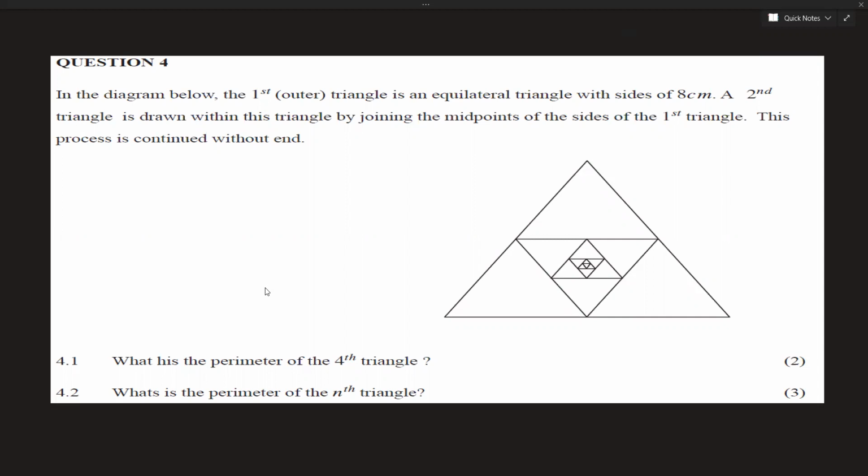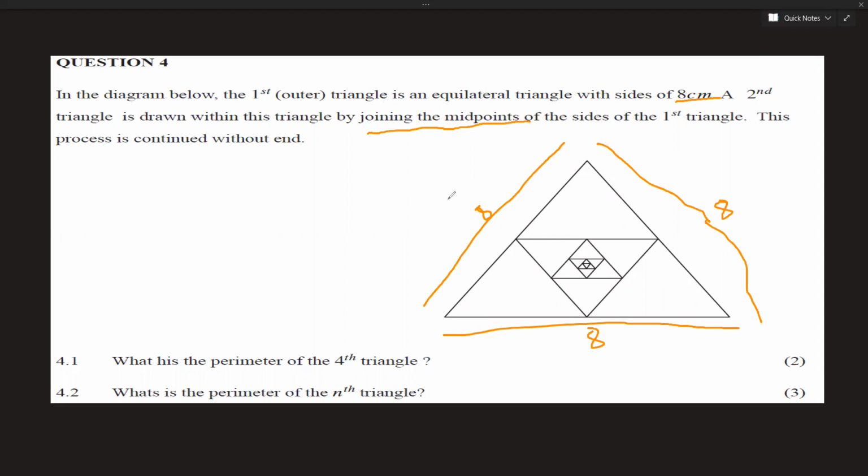So here we're going to be looking at number patterns. They say in the diagram below, the first outer triangle is an equilateral triangle with sides of 8 centimeters. So the total length here is 8, the total length there will be 8, and the total length here will also be 8. Why? Because they said this is an equilateral triangle. Awesome. And then they say a second triangle is drawn within this triangle by joining the midpoints.